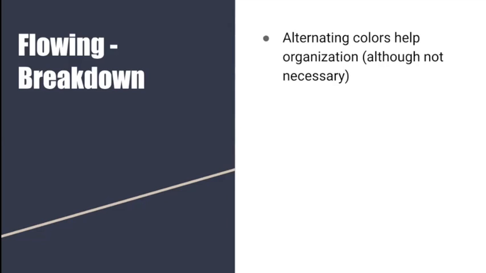So alternating colors, like different pen colors, can help you organize, although it's not completely necessary. You definitely can flow with just one color pen. Most people prefer to do two just because it helps visually keep the ideas apart and kind of shows who said what.